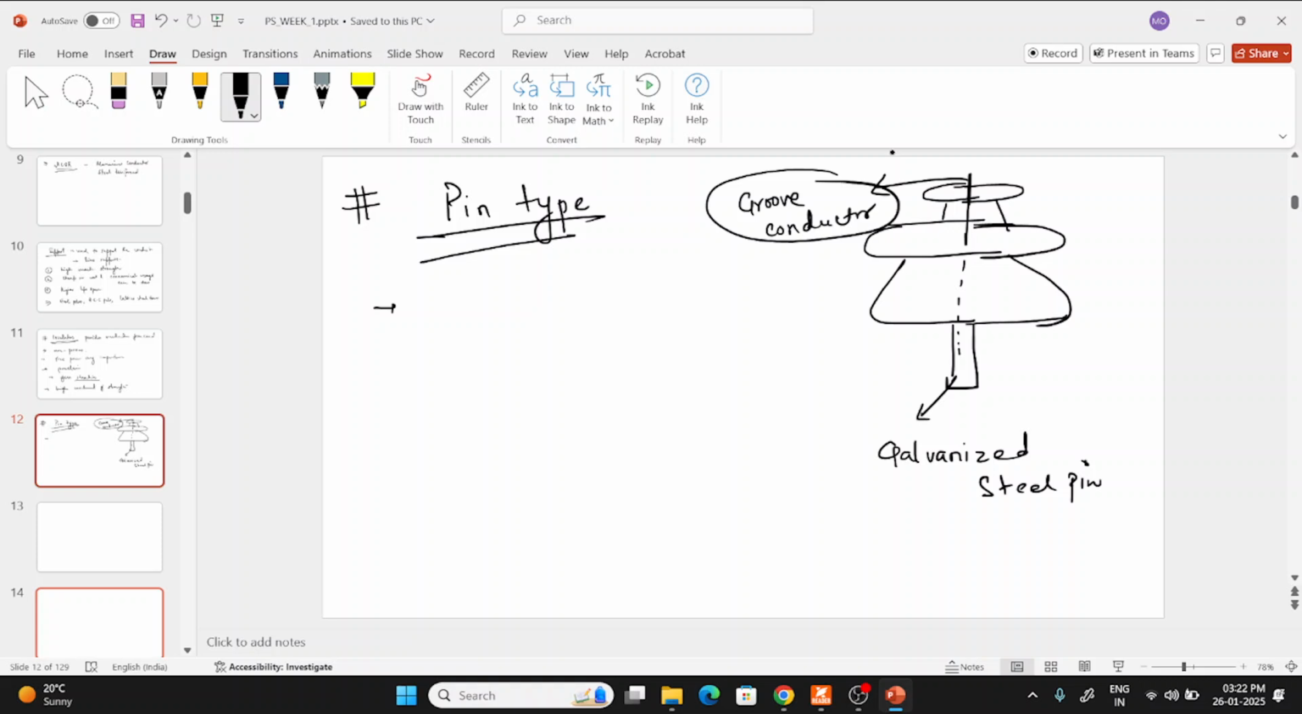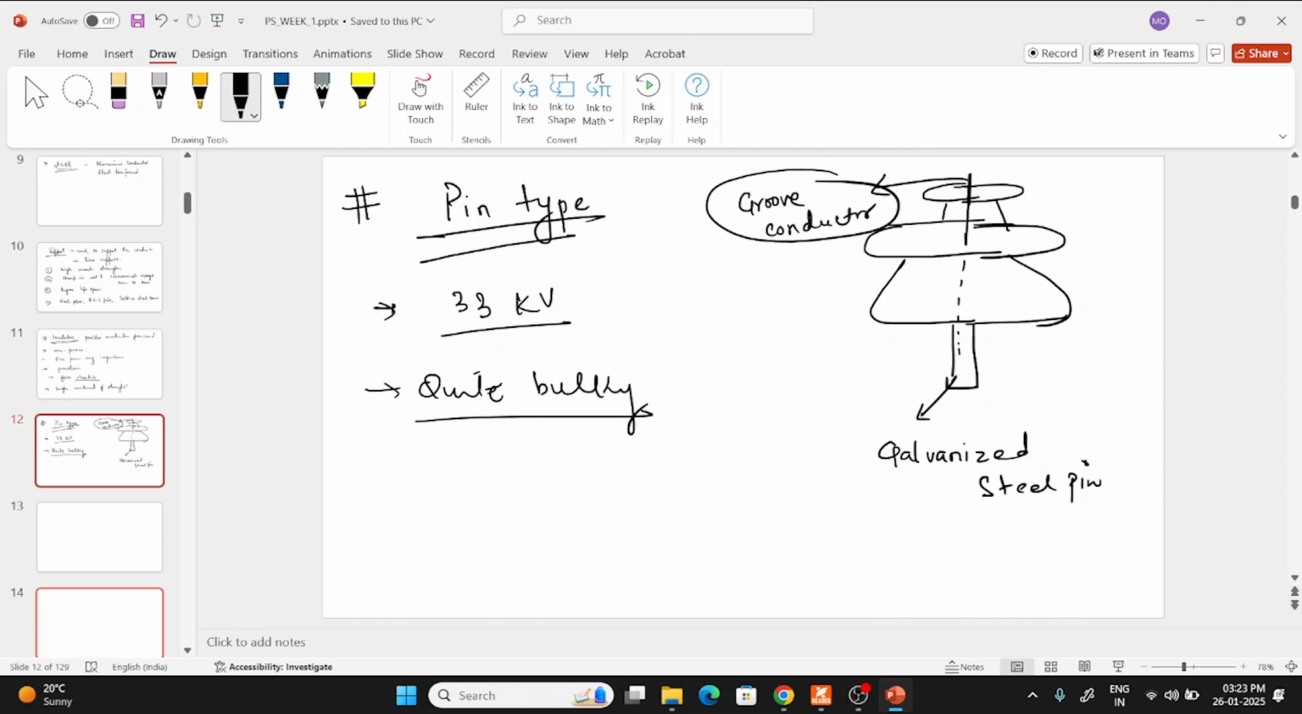There are various types like pin type, suspension type, shackle type. They are basically divided on the basis of the voltage rating they are used for. The pin type is generally used up to 33 kV. Beyond that, the pin type can be used, but it becomes bulky because the number of the pins gets increased, so it becomes quite bulky.